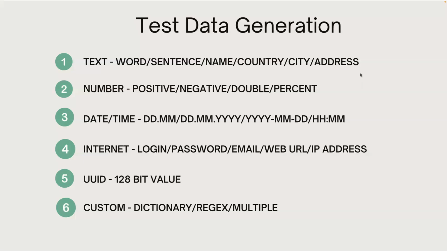And then the final one is the custom test data generator. Using this, we can generate our own custom test data. It could be in the form of dictionaries, which means key value pairs, or we can also do it using regex, which is regular expressions. And we can also generate multiple test data, which means if we want an array of different test data, then we can generate this bulk test data in the form of multiple.